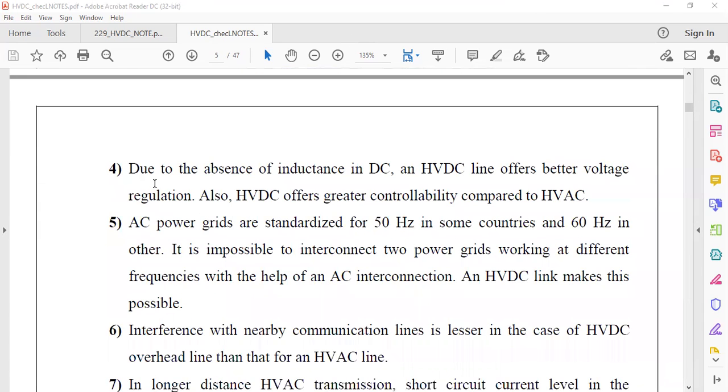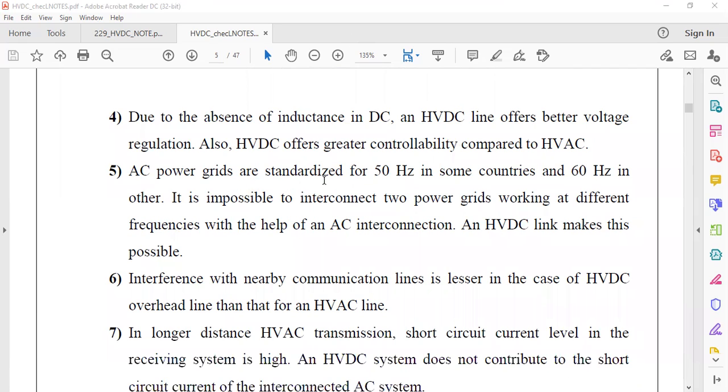And coming to the next one, due to the absence of inductance in DC, there is no frequency, right? So the HVDC line offers better voltage regulation. Voltage regulation means the voltage at the load side point will be high, the same as the voltage from the sending end point also, right? So HVDC offers greater controllability compared to HVAC, right?